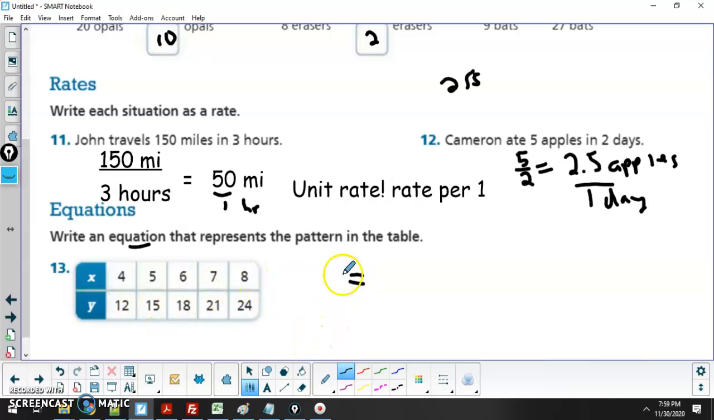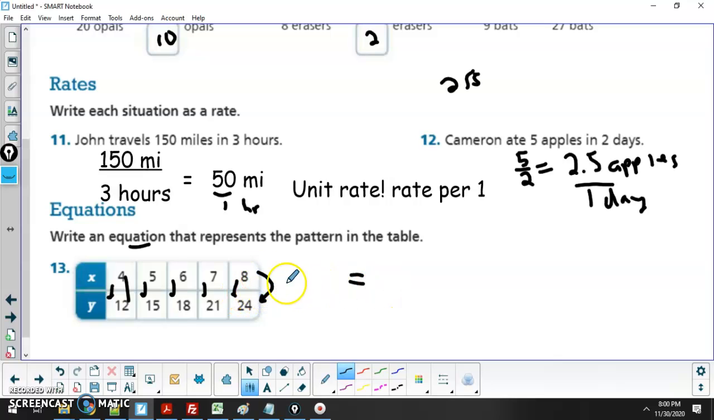What you're trying to do is figure out how you go from x to y here. Am I adding a number? It's increasing, so it could be adding, but it has to work for all of these pairs. Like, how do I go from 4 to 12? How do I go from 5 to 15? 6 to 18? 8 to 24?